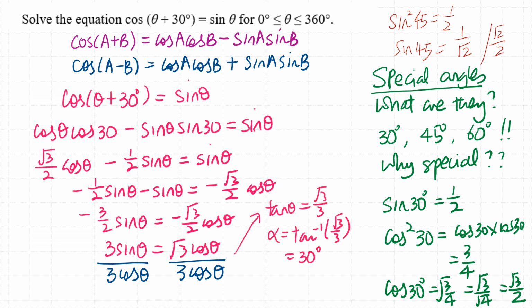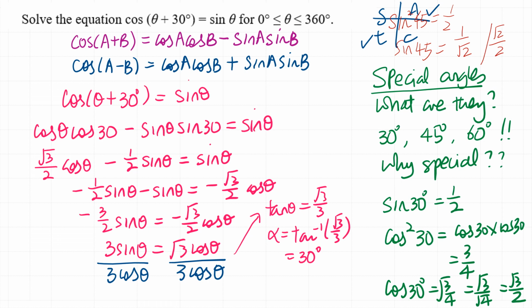Tangent theta is equal to sine theta over cos theta. So what I've done there is to divide both sides by 3 cos theta to convert it into tangent theta. So tangent theta is equal to square root 3 over 3. Right, so the next step is to find your reference angle, which is tangent inverse of square root 3 over 3, 30 degrees. And then your ASTC.